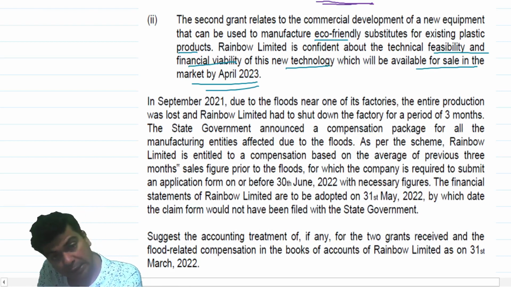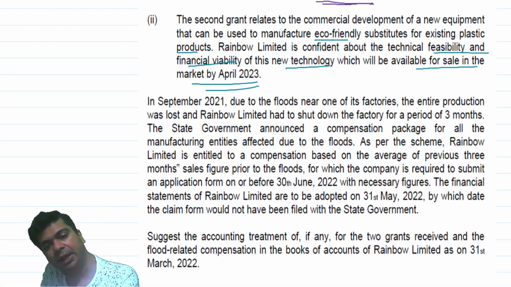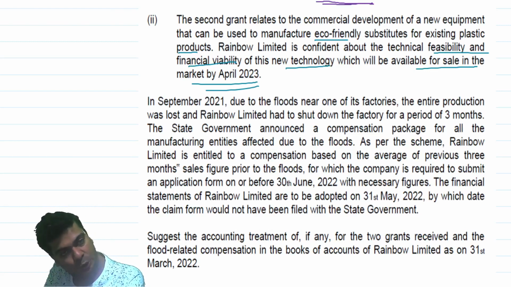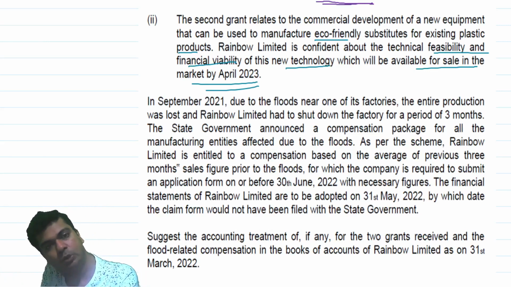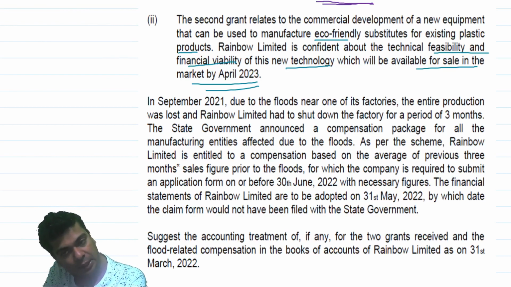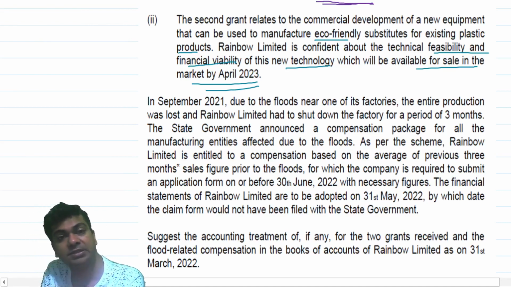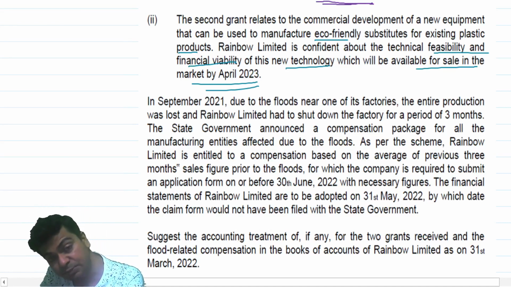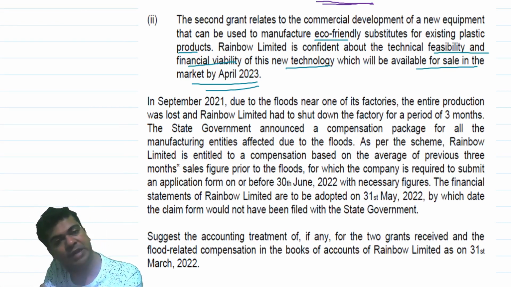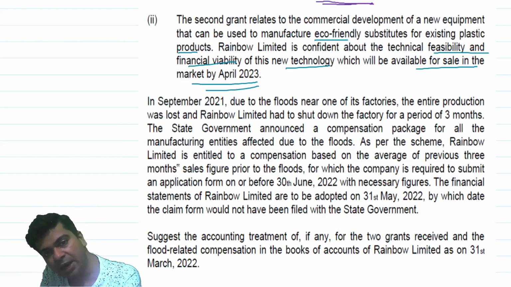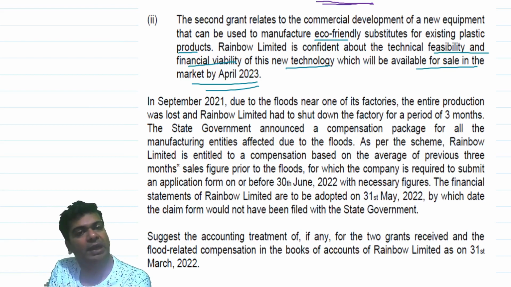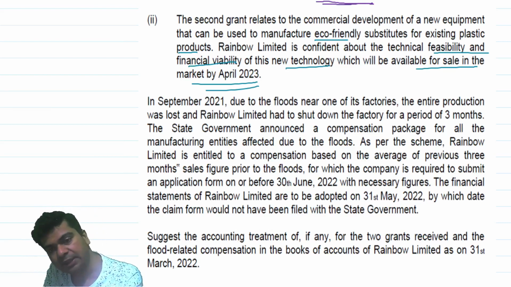Okay. This second grant is definitely conditional. This second grant is for commercial development of a new equipment, and this new equipment will develop eco-friendly substitutes for plastic products. We know that one of the major pollutants in India is the release of plastic products, especially in rivers, even in oceans, right? It's a very big hazard actually. And this is what we intend to do. We have to really find a substitute to plastic, and that is the reason.